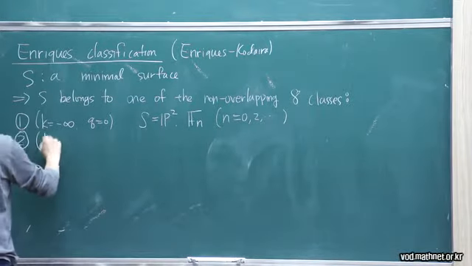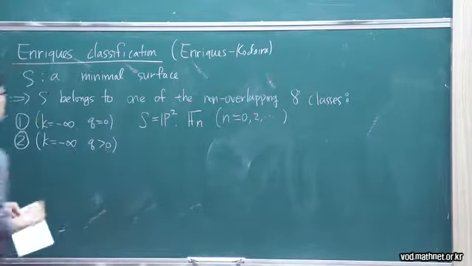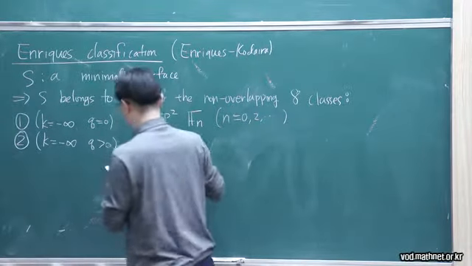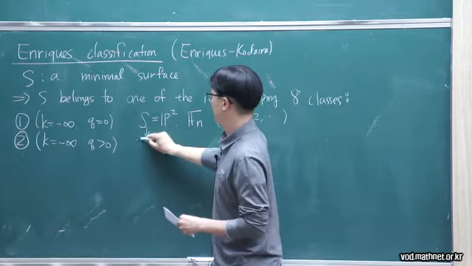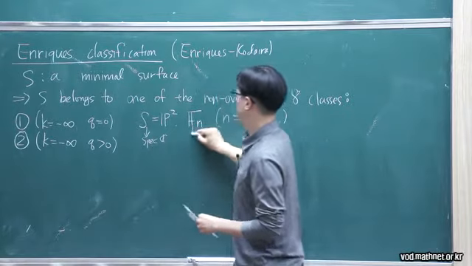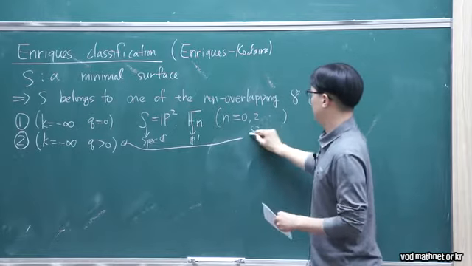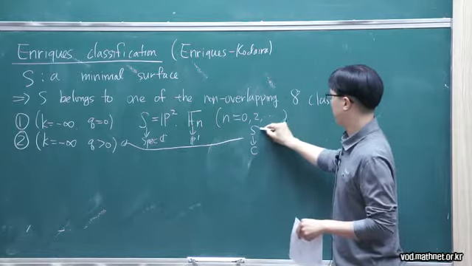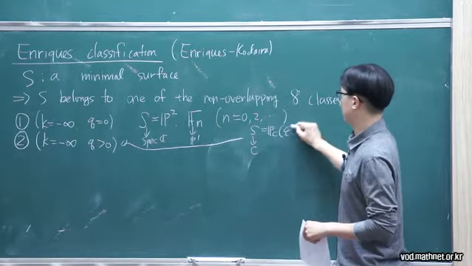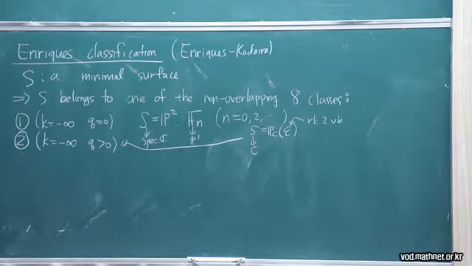And the second case, also kappa minus infinity, is the case of ruled surfaces over a curve C of positive genus. Maybe it's better to write it like this: Spec C, P^1 bundles over C. So these are all the ruled surfaces.